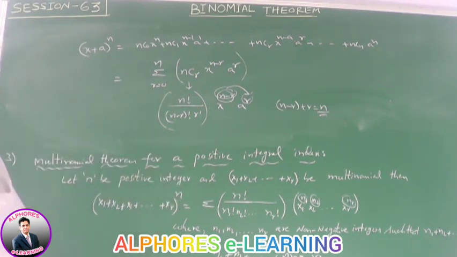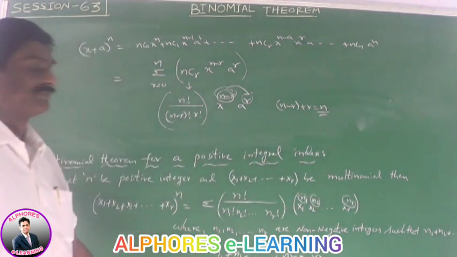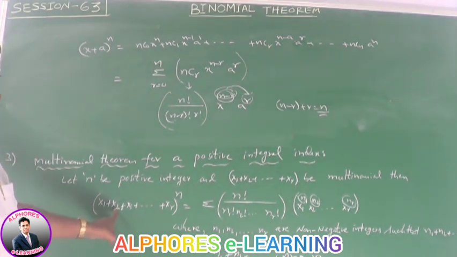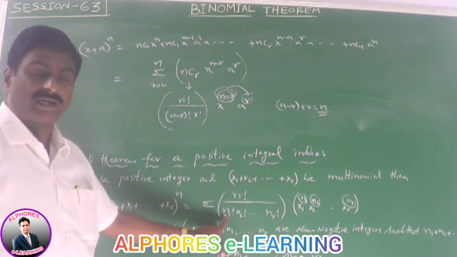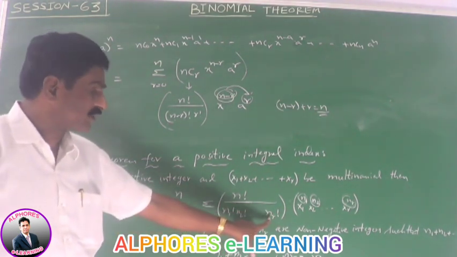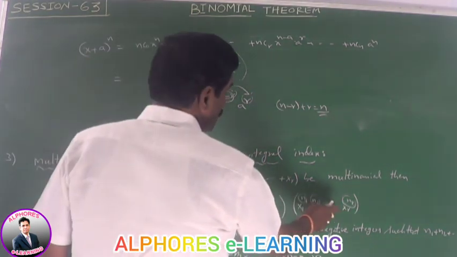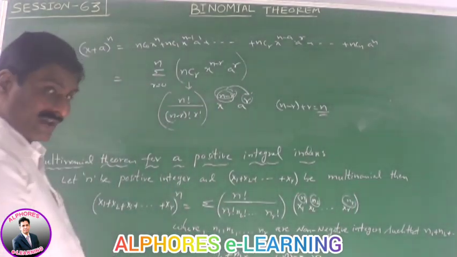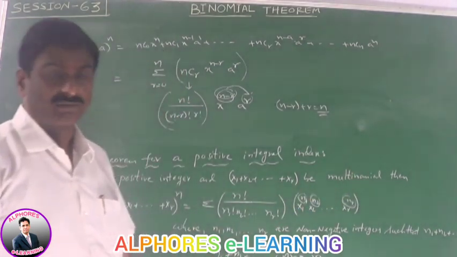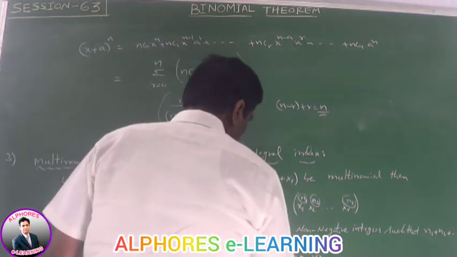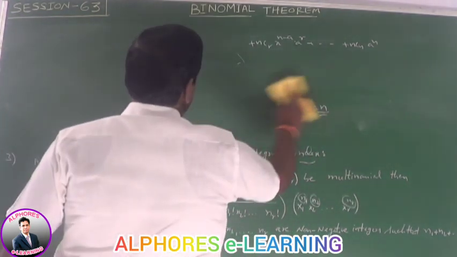Multinomial theorem for a positive integral index. Let n be a positive integer and x1 plus x2 plus so on, x suffix r be a multinomial. Then, (x1 plus x2 plus so on, x suffix r) whole power n is equal to sigma n factorial by n1 factorial into n2 factorial into so on, n suffix r factorial into x1 power n1 into x2 power n2 so on, x suffix r power n suffix r, where n1, n2 so on, n suffix r are non-negative integers such that n1 plus n2 plus so on, n suffix r is equal to n.